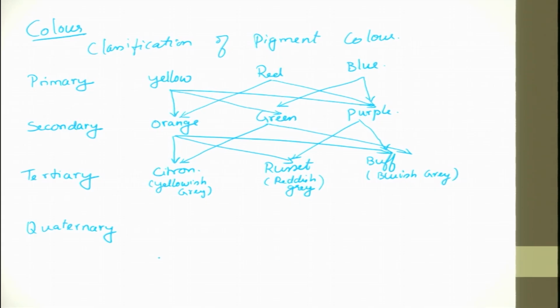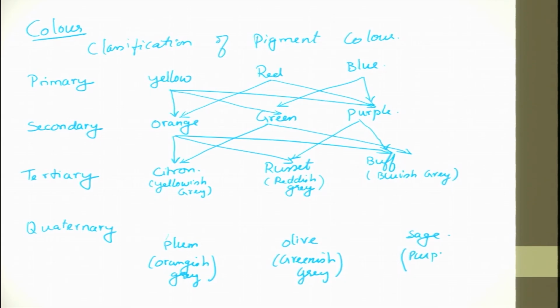And then for quartal, what you can have is plum, olive and then sage. This is nothing but orangish grey, then you can have greenish grey, then you can have purplish grey. Okay. So, this is again a combination you can have.